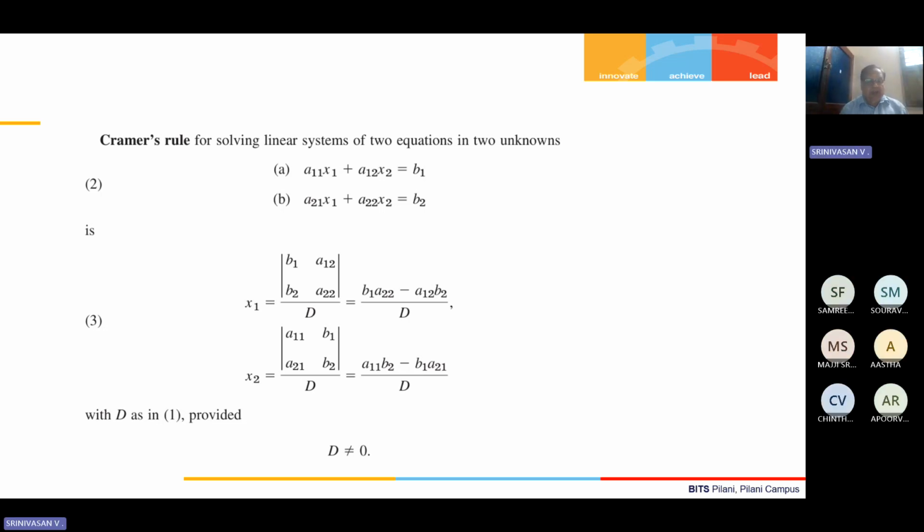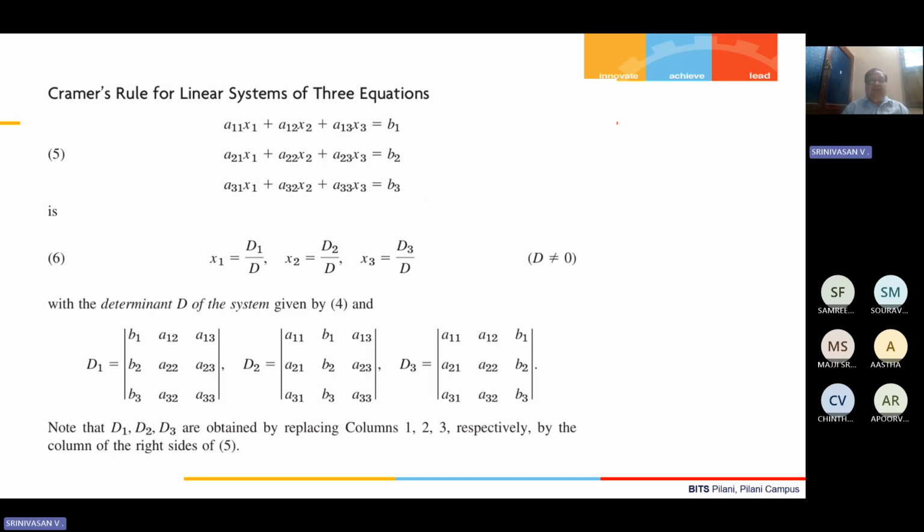Okay, now you just see that provided d not equal to 0, because since it is in the denominator, it cannot be 0. So that's very important. Now, let's consider for three equations. As I just mentioned now, just look at x1 equal to d1 by d, x2 equal to d2 by d, x3 equal to d3 by d, provided d not equal to 0.